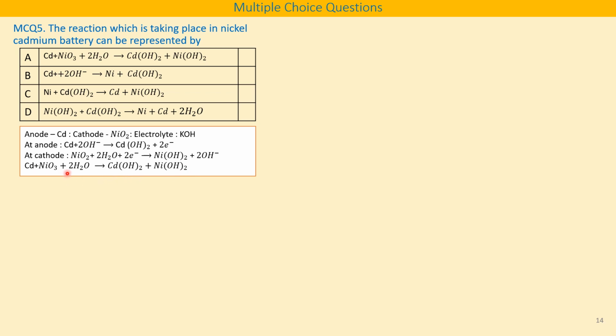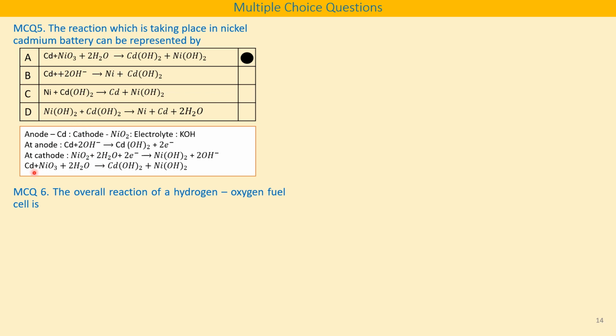Cd plus NiO2 plus 2H2O combine to form Cd(OH)2 plus Ni(OH)2. So the correct equation is option A. Please mark it.